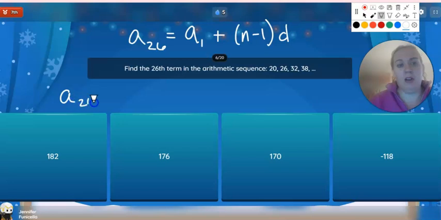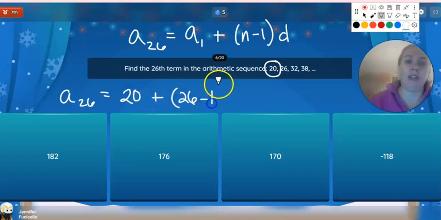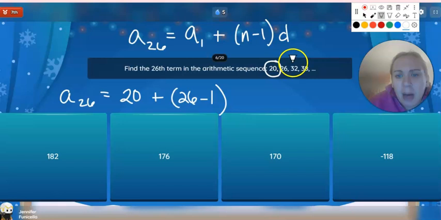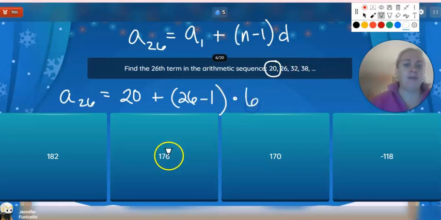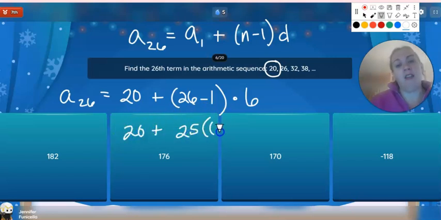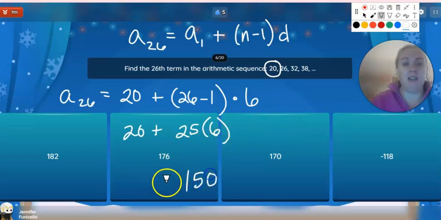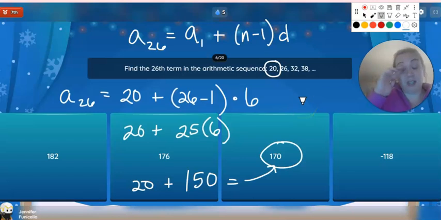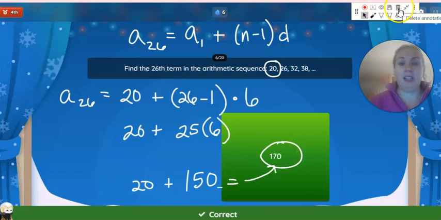So our first term is 20. And we want to find the 26th term, so we're plugging in 26 for n. And our difference, it's going up by 6. Okay. 26 minus 1 is 25. 25 times 6 is 150. Plus 20 gets us 170. Beautiful. Click that answer and we'll look at the next problem.